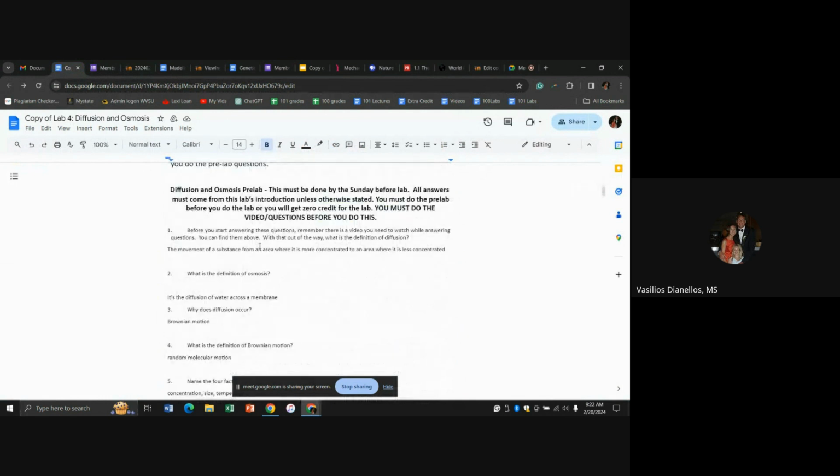Now let's go down here and look at the pre-lab here. So basically it's just saying, what's the definition of diffusion? The movement of substance from an area that's more concentrated to less concentrated. I'll take that. It would be better if I also said something about until equilibrium is reached, but this will suffice, especially considering that I'm just now getting around to grading your pre-lab.